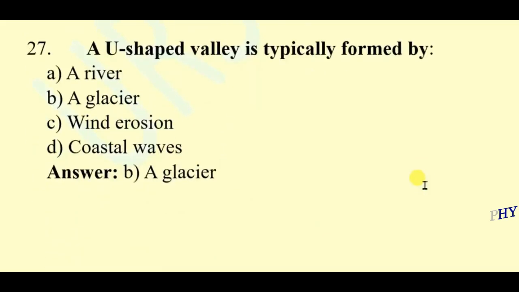Question 27. A U-shaped valley is typically formed by a river, glacier, wind erosion, coastal waves. Here the right answer will be glacier. A V-shaped valley is created by a river.